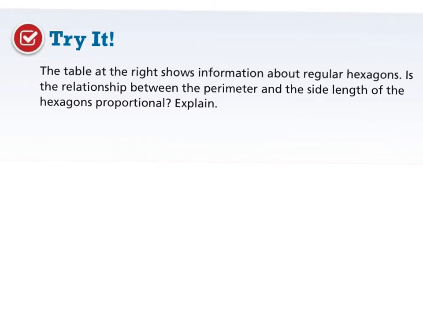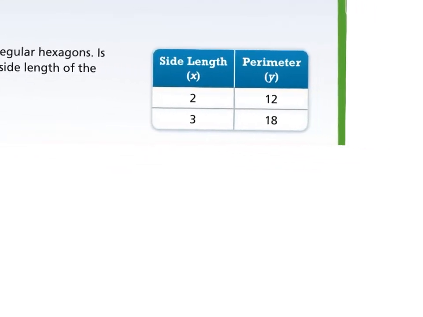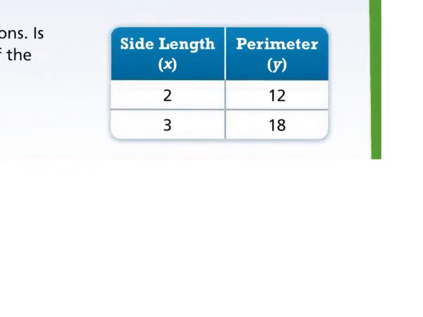So on the Try It, the table at the right shows information about regular hexagons. Is the relationship between the perimeter and the side length of hexagons proportional? And explain. So a hexagon has 6 sides. A regular hexagon means all the sides are the same length. So we have 6 sides, they're all the same length.